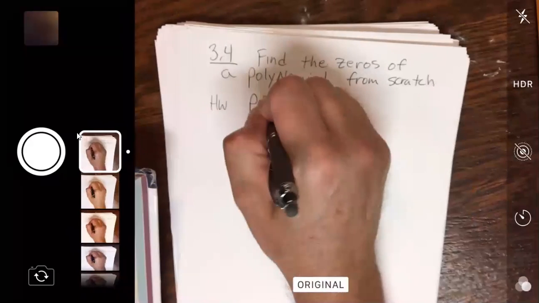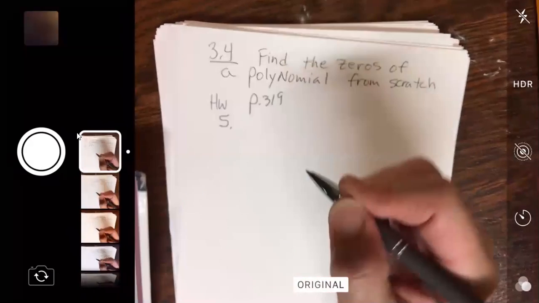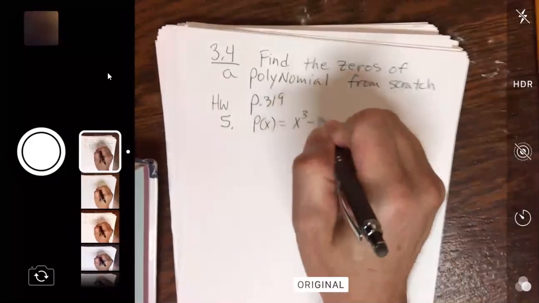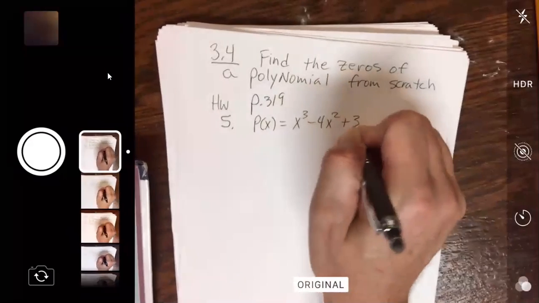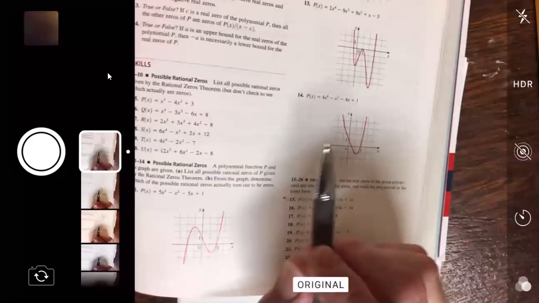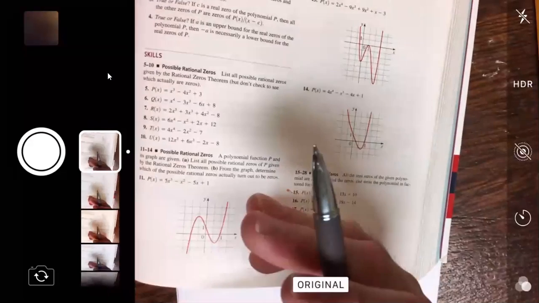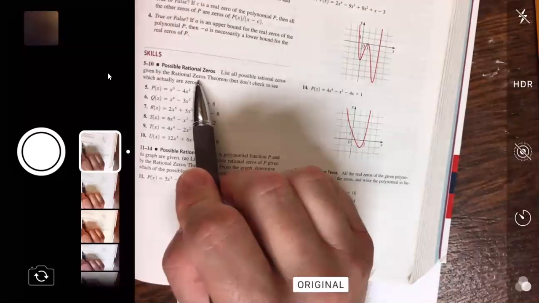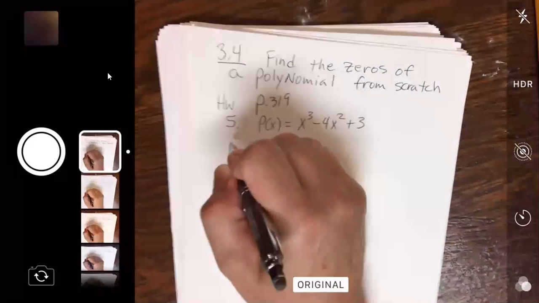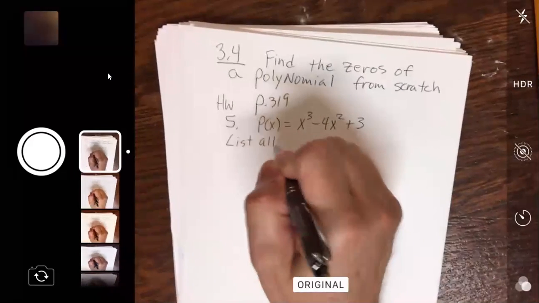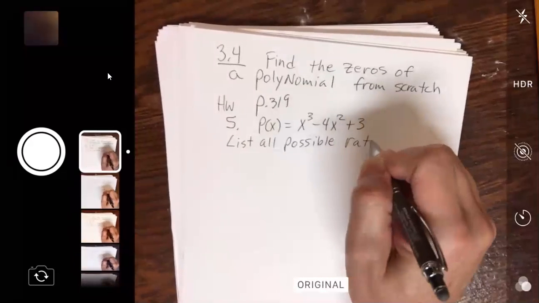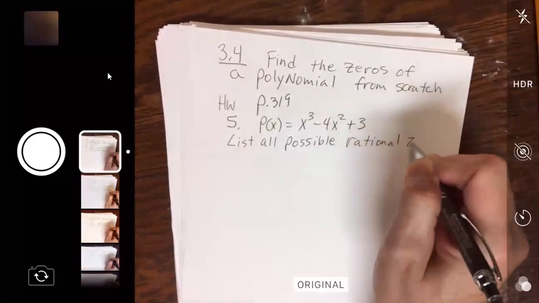So page 319, number 5. The p of x is x cubed minus 4x squared add 3. Notice the instructions. They're trying to separate this out in baby steps. List all possible rational zeros.